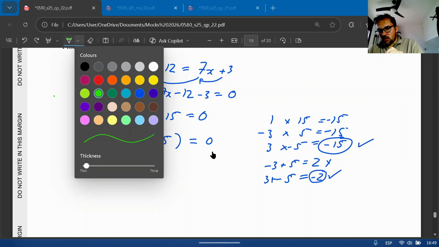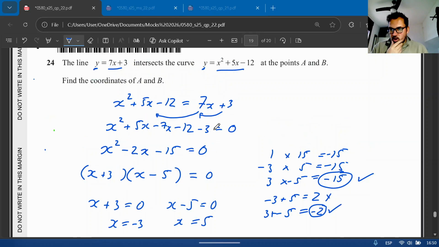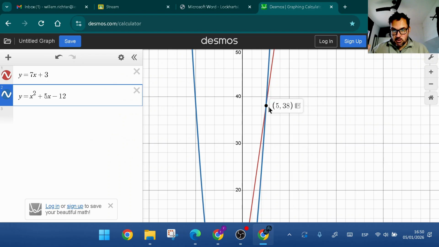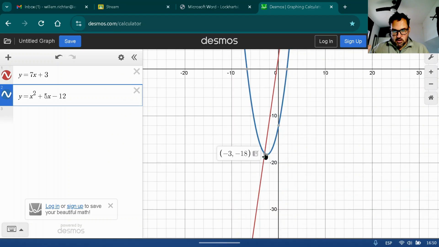Right, so the next thing is just to solve this, and we set each bracket equal to 0. Then we get x, move the 3 over, is minus 3, move the 5, x is 5. Now they say A and B, they don't say which one is first, so I guess this time the order doesn't matter, but we'll check the mark scheme in a moment. So this is like I've shown you. Look, there we got the 5, and we got the minus 3.